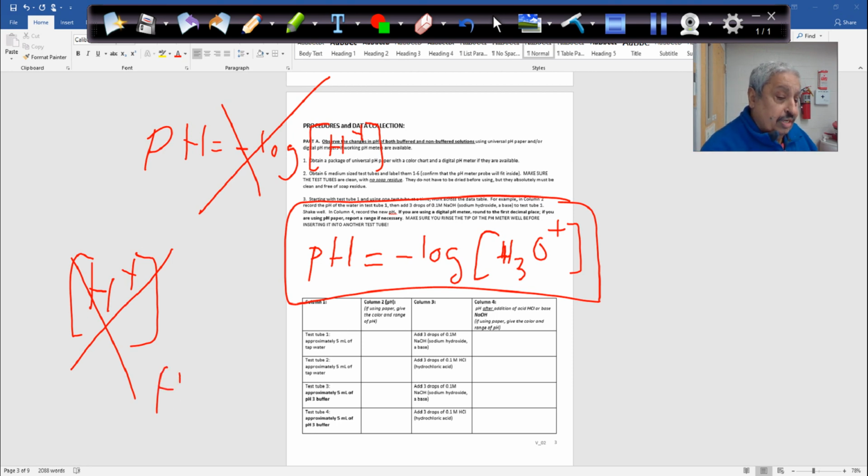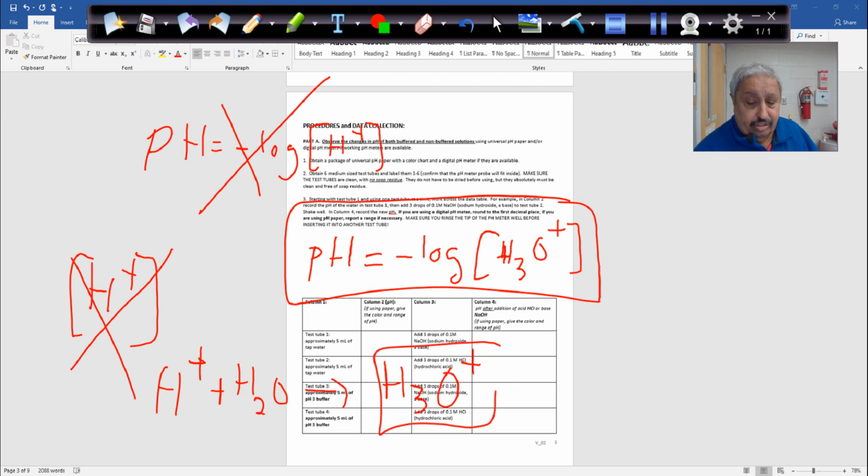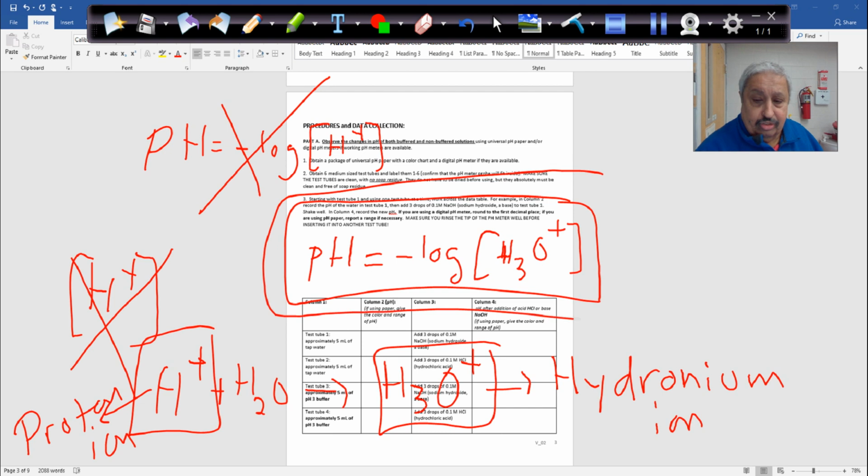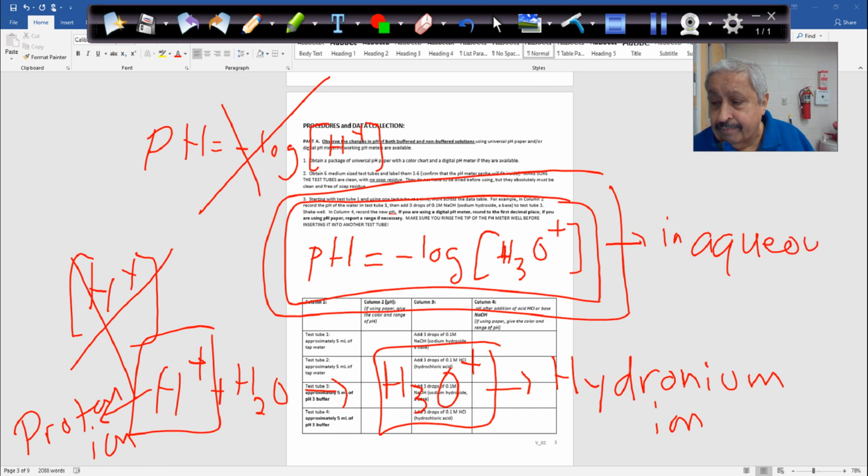Okay, this one does not exist. What happens is as soon as the proton is produced, it will come and react with H2O to produce H3O plus, and H3O plus is called hydronium ion, and this is called here proton ion. Okay guys, so the pH is minus log the concentration of hydronium ion in aqueous solution, and the pH is always related to aqueous solution.